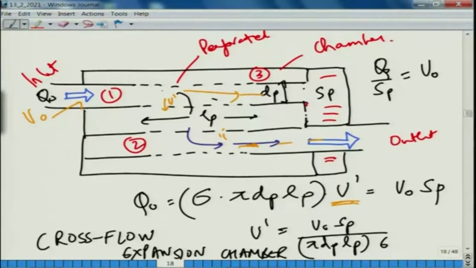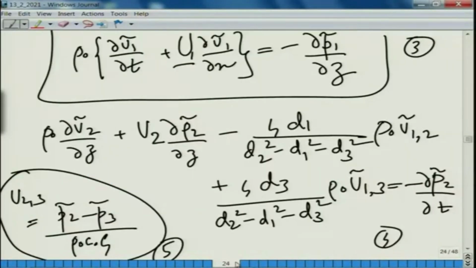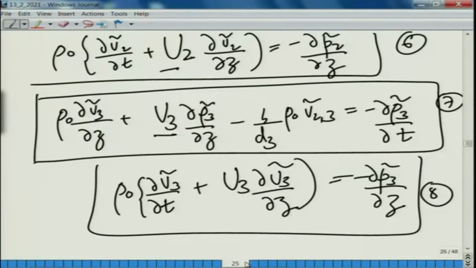Now, with this understanding, we are beginning to derive the equations. So, this was the continuity equation. I just wrote down the different equations, namely the continuity equation and the momentum equations in duct 1, duct 2, duct 3. So, that is the nomenclature we follow, and as a result we get all the equations.